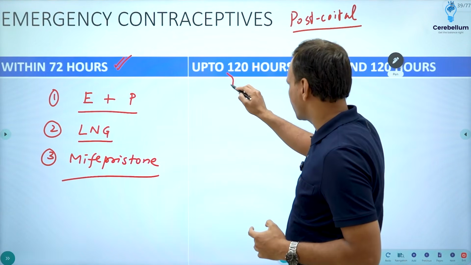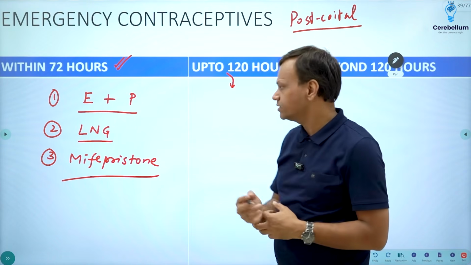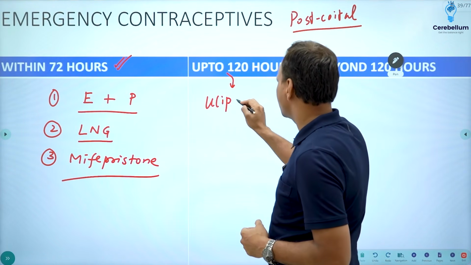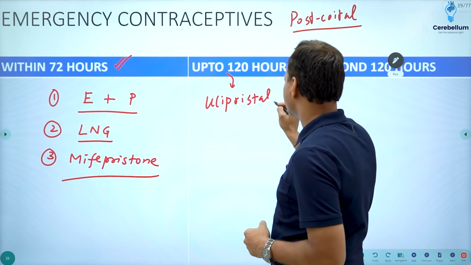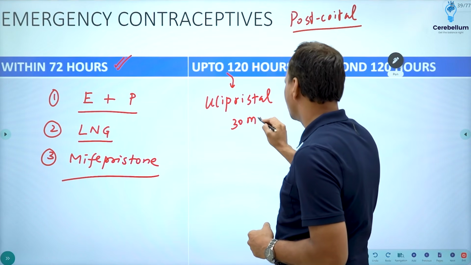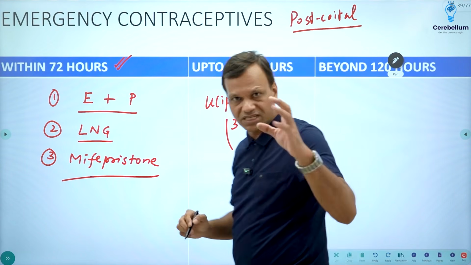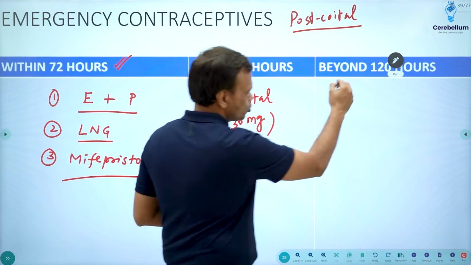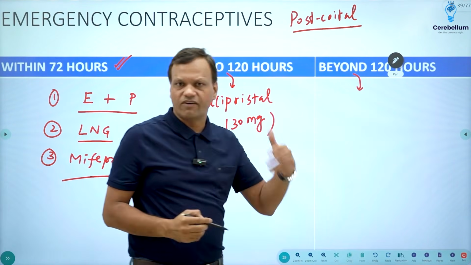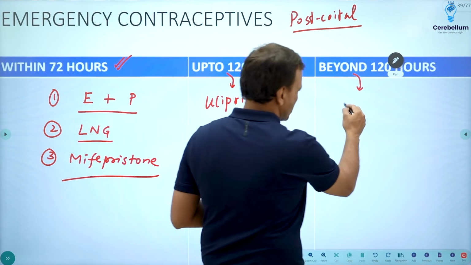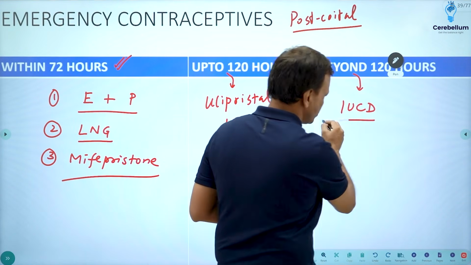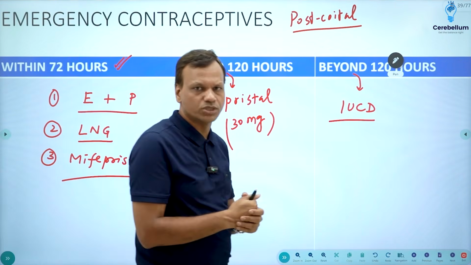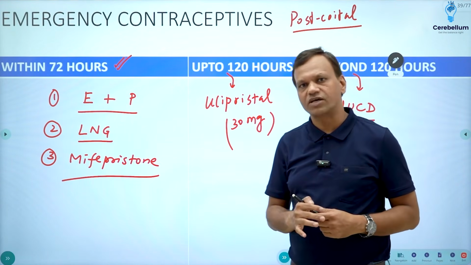Now if a female comes later, after 72 hours, then up to 5 days we can use another drug called Ulipristal as a single dose of 30 milligram. Ulipristal 30 milligram single dose can be used for emergency contraception, and usually no drug is indicated after 5 days, but sometimes we can implant an IUCD. Although it also should be used early, sometimes we can use an IUCD for preventing conception after 5 days.